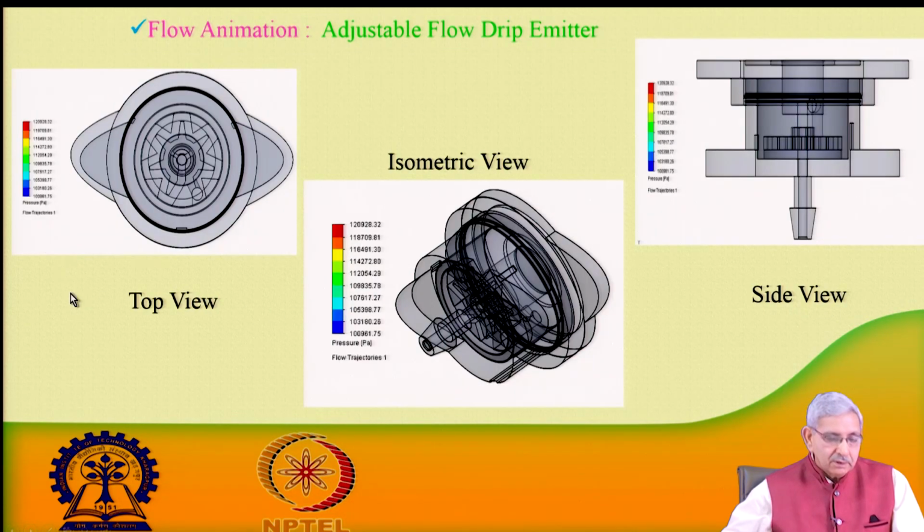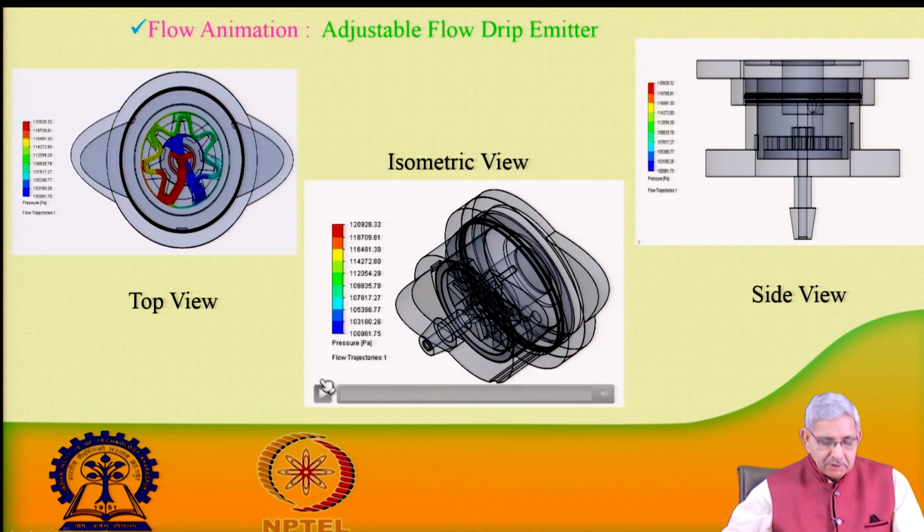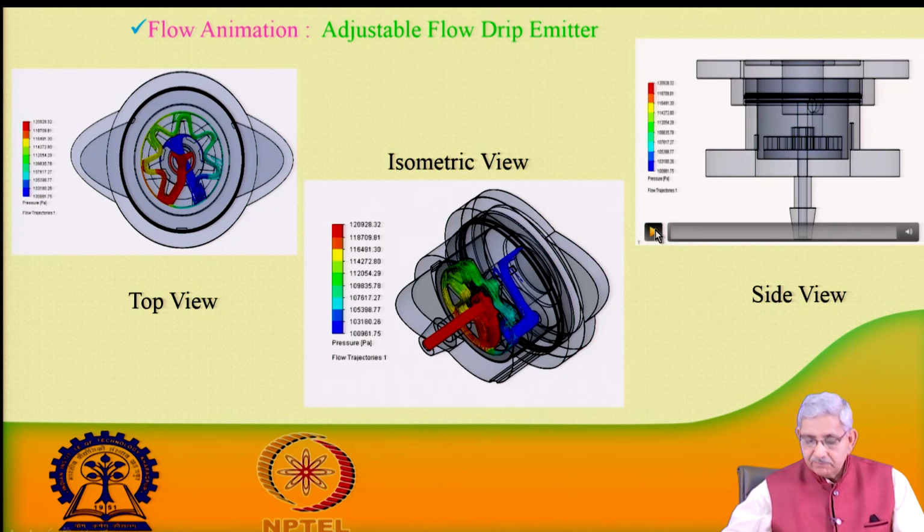Similarly, in the case of the adjustable flow dripper, the top view of the flow animation and the pressure distribution can be seen in this way. In the same dripper, when we want to see it in isometric view, this animation shows how the pressure distribution takes place when the water flows. And now I want to see the same dripper from the side view.